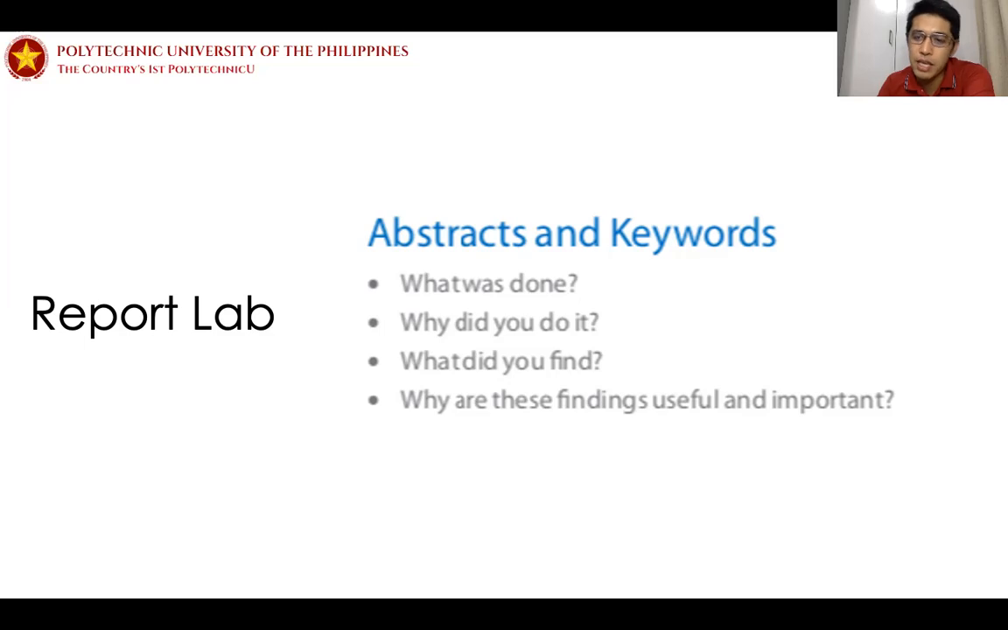Now, the abstract and the keywords, it may not mean that these 4 bullets would result in subheadings. No, these 4 bullets mean that these are the questions that we need to answer, so we can come up with the abstract and the keywords of the particular article. So this is item number 1, and we can expect that the entry for abstract and keywords should respond to the questions: what was done, why did you do it, what did you find, and why are these findings useful and important.